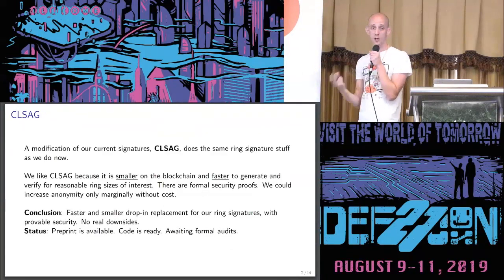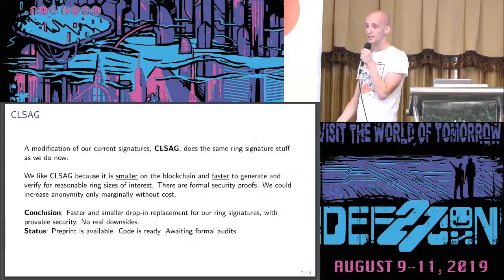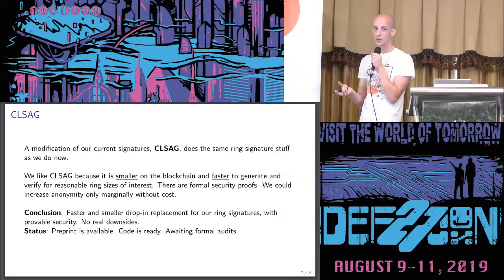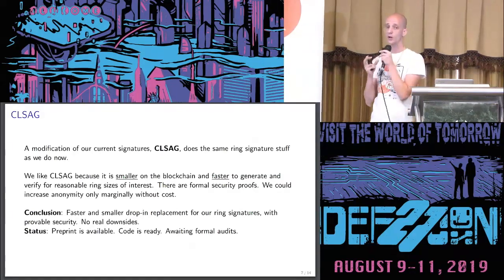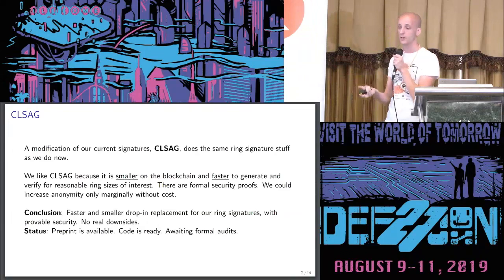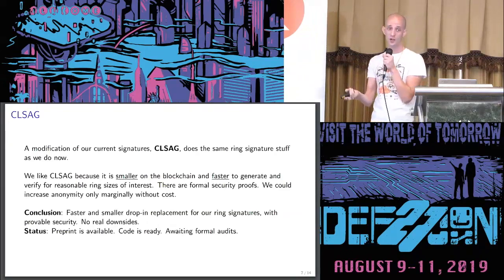But a modification of our current signature scheme, called CLSAG, and there's a longer name for it that I'm not even going to bother saying, basically does the same kind of ring signature stuff that we do right now. But the benefit is that through some clever compression that this guy Random Run came up with, that we worked on, the transaction and the signature end up being much smaller on the chain. The signature size drops by about half, which is fantastic. And it's faster to verify, not quite by the same amount, but still faster to verify and in fact to generate. So you basically get all of this stuff for free.